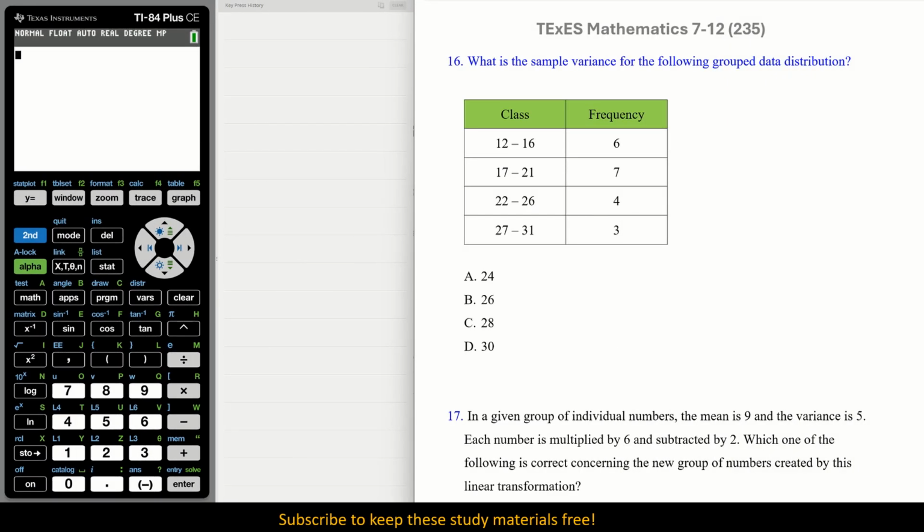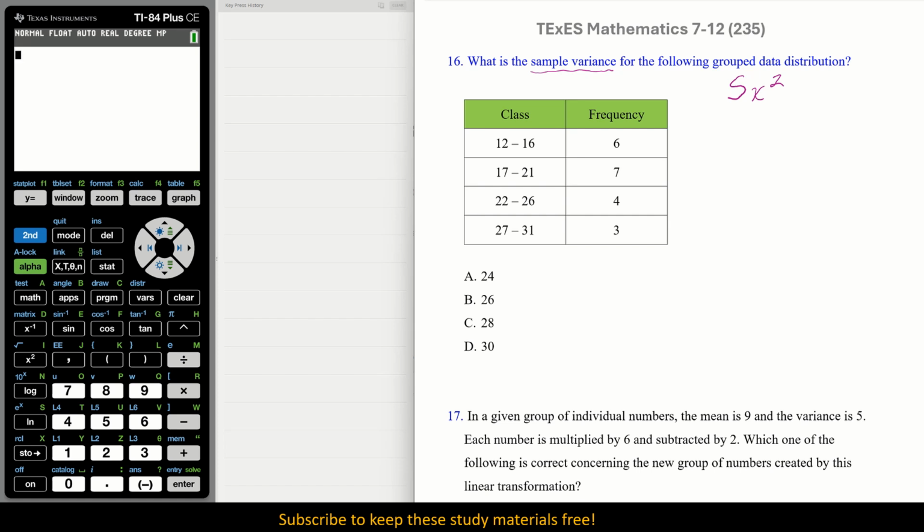Number 16, what is the sample variance for the following grouped data? Now, remember, for sample variance, we take the sample standard deviation and square that. So we will be looking for Sx squared on the calculator. That's how it's represented in the calculator. Okay, so what do we need?